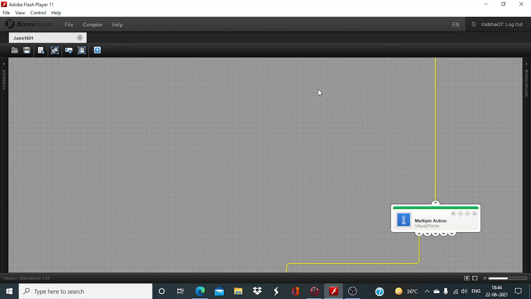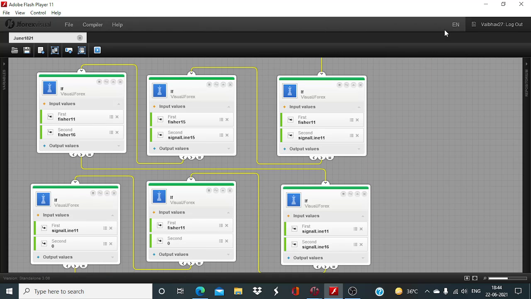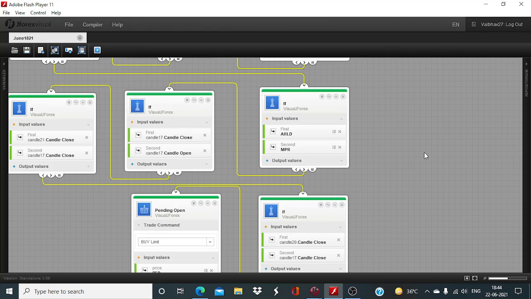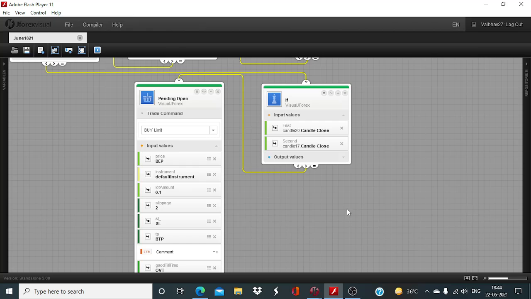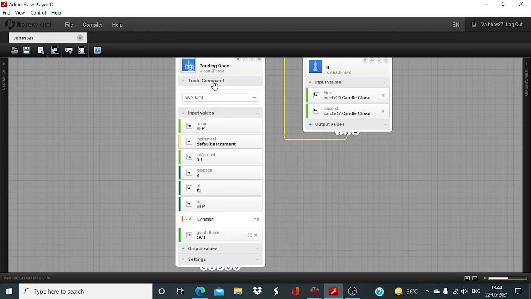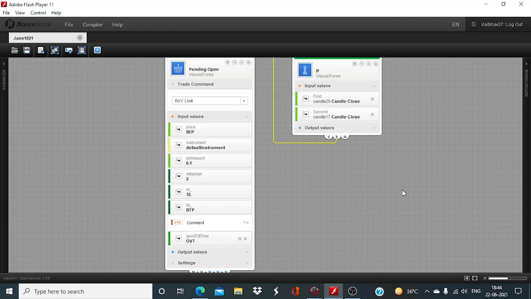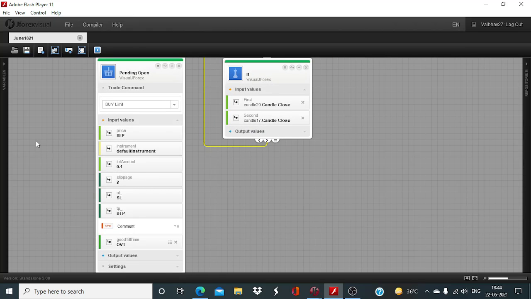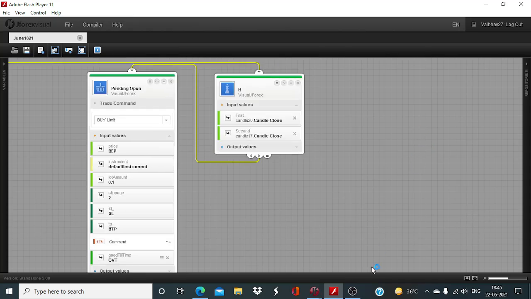And then on the lower side, we had used these if blocks to define the conditions which are necessary for execution of the buy trade, and after that, this pending open, the limit order will be placed for the buy trade with these input values.